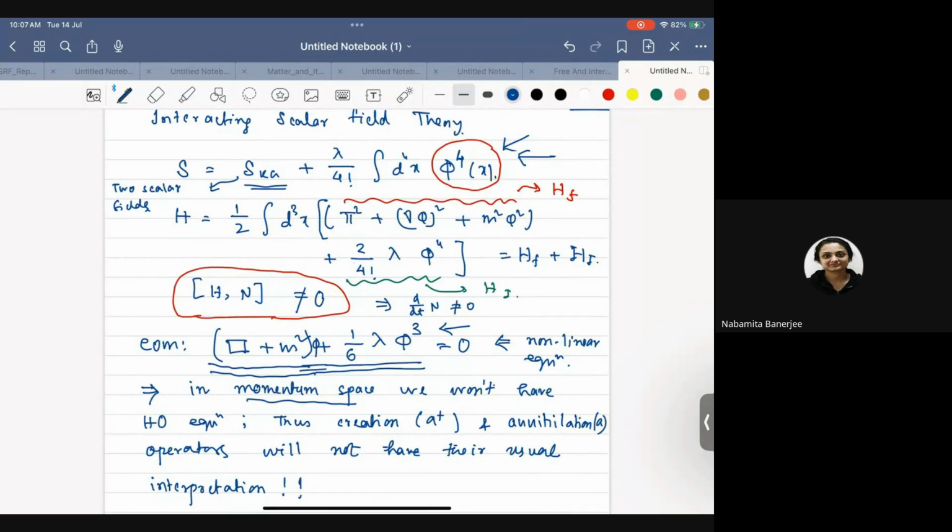Right? Because now in the momentum space, the equation will not be a harmonic oscillator. So yes, you can introduce a dagger and an a operator, but their meaning would be very different from what it was for the harmonic oscillator, because their time evolution is going to be different. So these are the complications that are going to come. Nevertheless, it is still a quantum theory. I will still have a Fock space. Well, yes, the Fock space doesn't have a nice interpretation anymore.